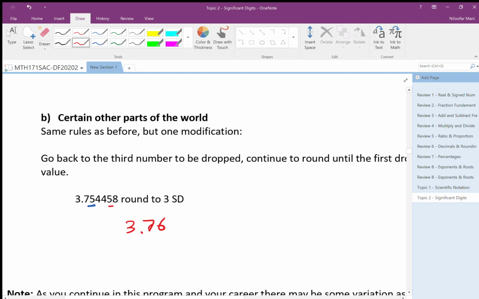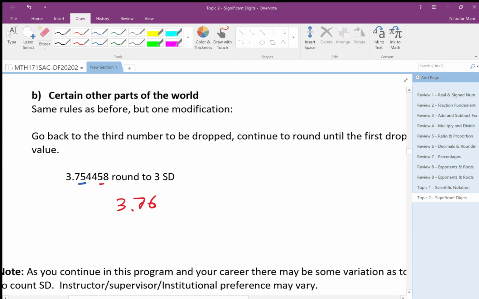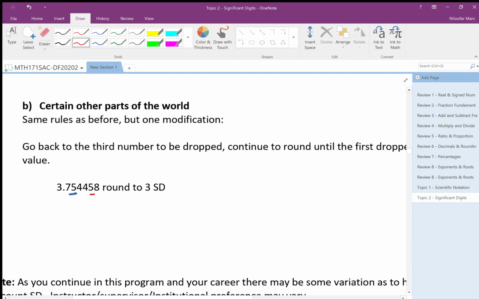Go back to the third number to be dropped, and continue to round until the first dropped. I want to just round to three significant digits. So I go to the third one after, and because this is 5, I change this one to 5. Because this is 5, I change this one to 5. And because this is 5, I change this one to 6. And then I say the rounded answer is 3.76.